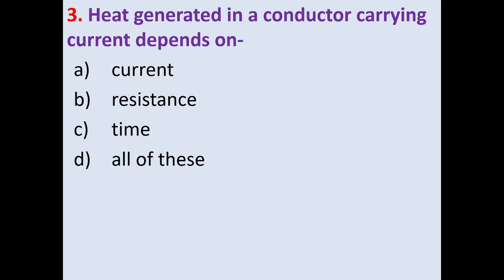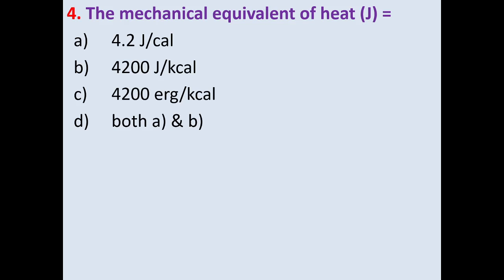Heat generated in a conductor carrying current depends on. So according to Joule's law of electric heating, heat generated depends upon current, resistance and time. So correct option here is option D, all of these. The mechanical equivalent of heat, capital J, is equal to, we know that Joule's constant or mechanical equivalent of heat is given by 4.2 joule per calorie, or it is 4200 joule per kilocalorie. So both options A and B are correct. So option D is correct here.